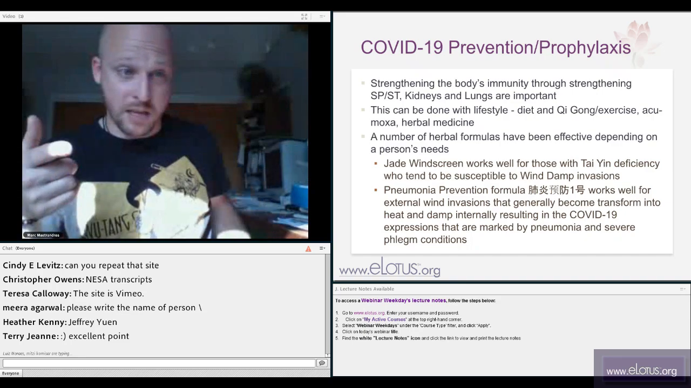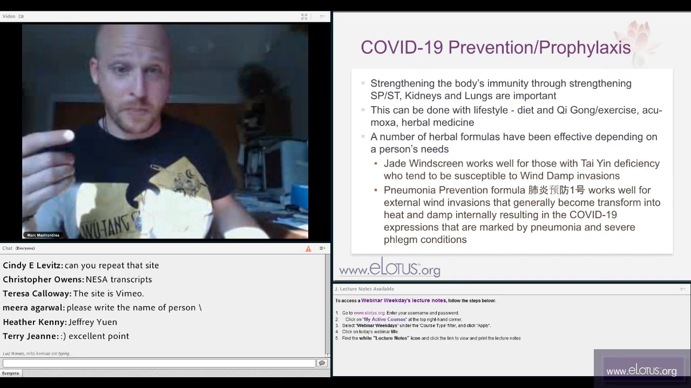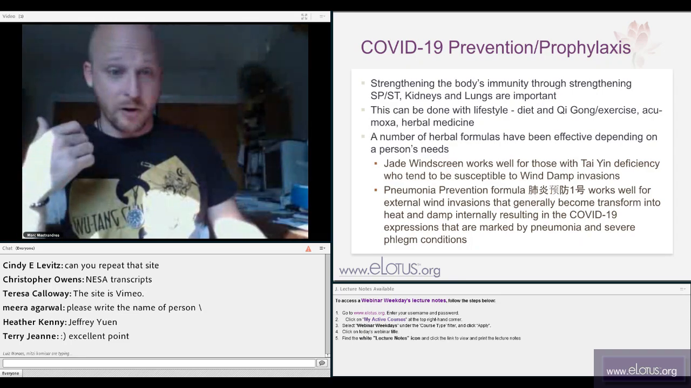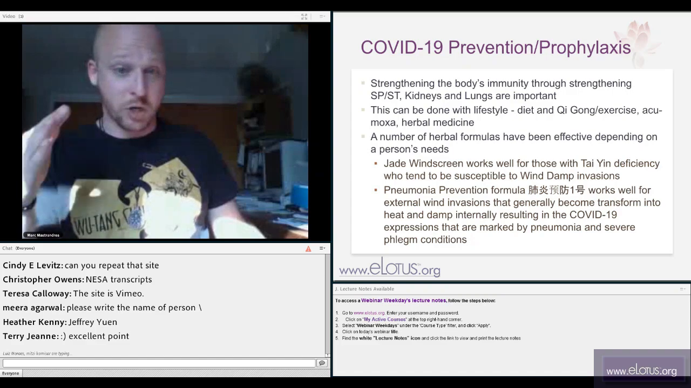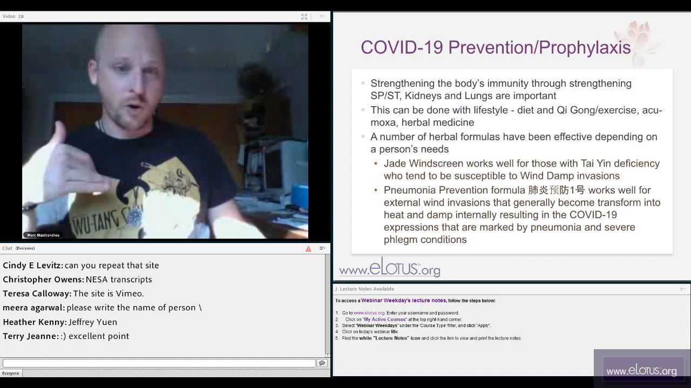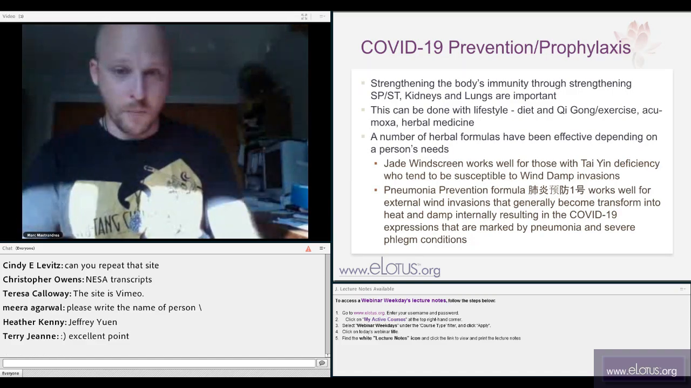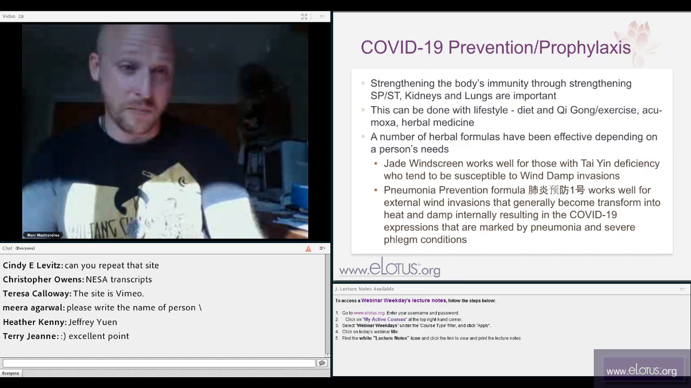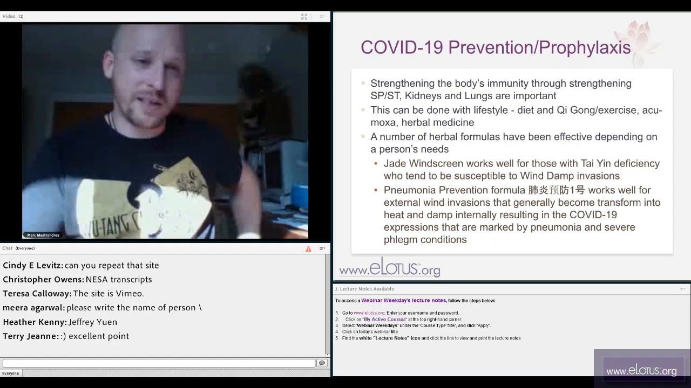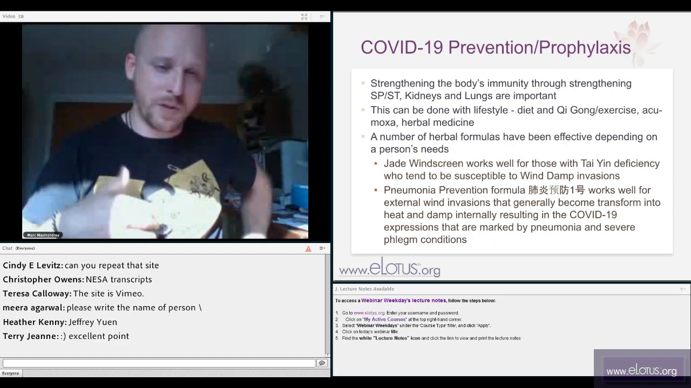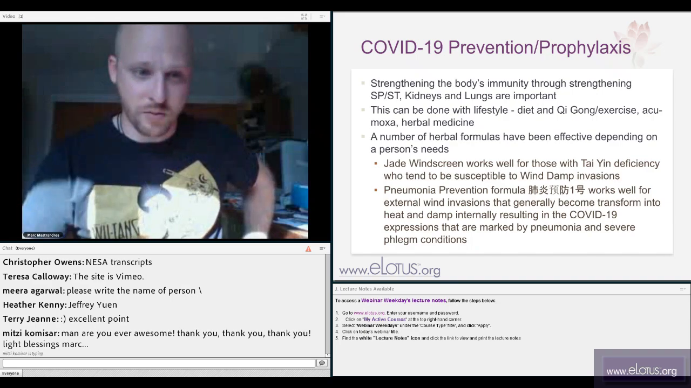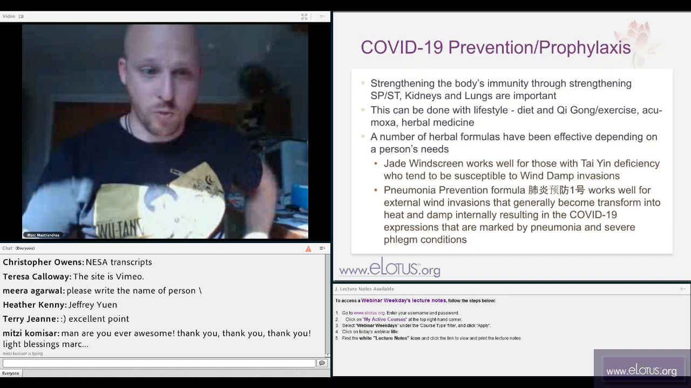eLotus, through John Chen, translated a phenomenal pneumonia prevention formula we were using in Beijing when I was still there. This works very, very well for wind invasions that tend to turn to heat and dampness internally, resulting from COVID expressions marked by pneumonia and severe phlegm. So this is really good for flu and COVID type symptoms. Basically these external pathogens that come in, right? So this is what you want to use.